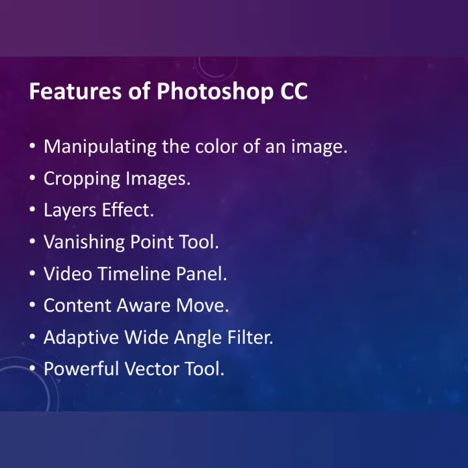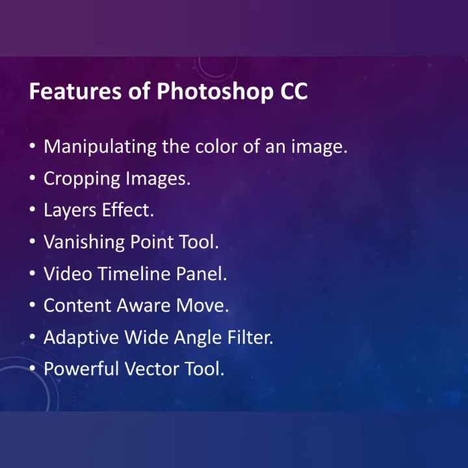Now let's talk about some of the features of Photoshop CC. First one is manipulating the color of an image. That means it enhances or changes the color of an image by adjusting the brightness and contrast, color balance, hue and saturation level, curves, etc. Next is cropping images. That is, crop or resize a picture without losing the quality of the image. Photoshop CC provides various options along with the crop tool to make it work even better.